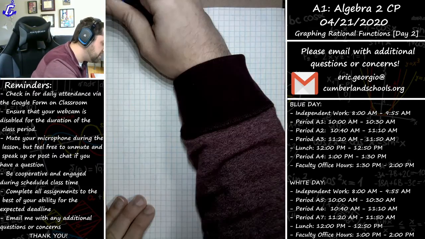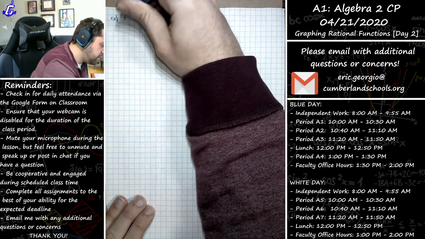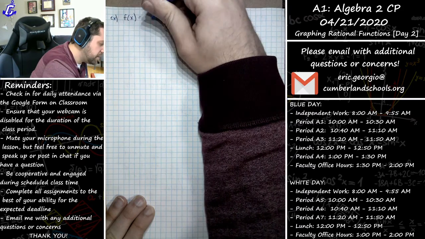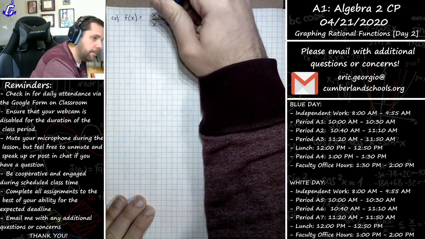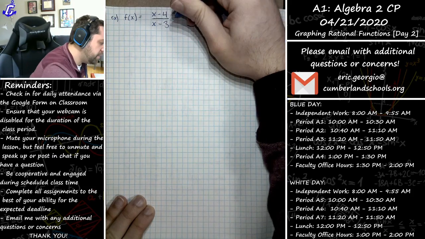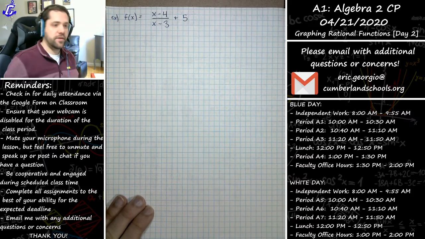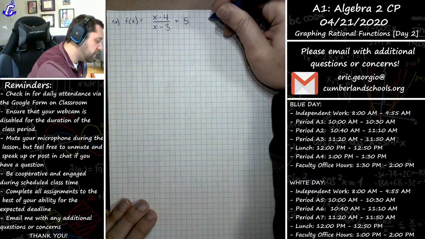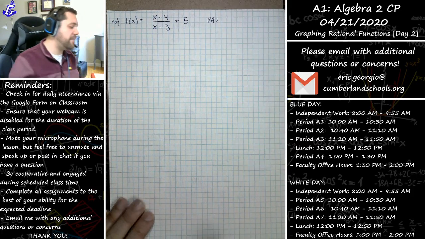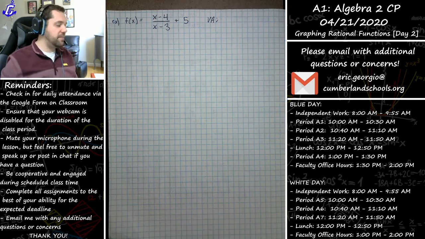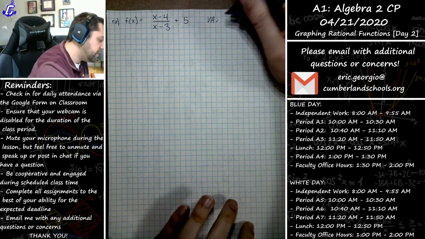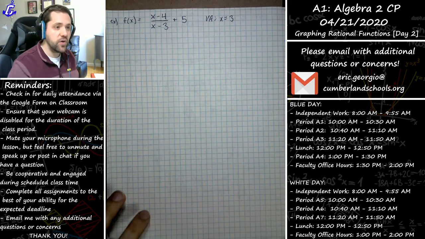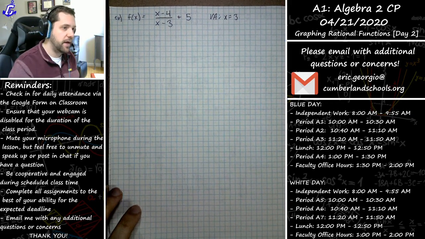How about something like this? We got x minus 4 over x minus 3. Okay? And then plus 5. That's as good a problem as any, right? We can go ahead and tackle that. First of all, our vertical asymptote. We're looking at the denominator. What value for x in the denominator makes that equal to 0? It's 3, because 3 minus 3 would be 0, right? That's the bad news. That's what we could not plug in, right?